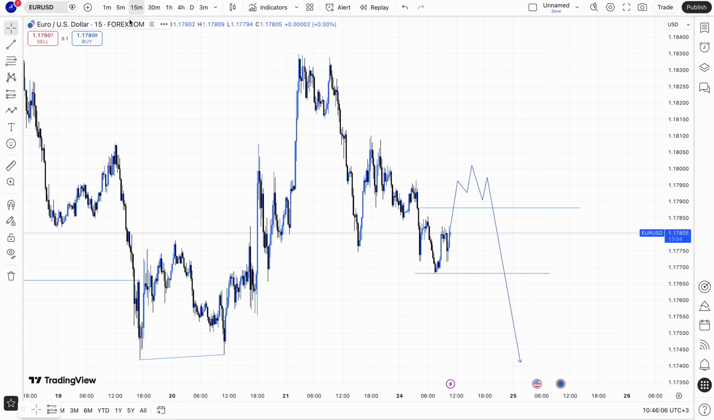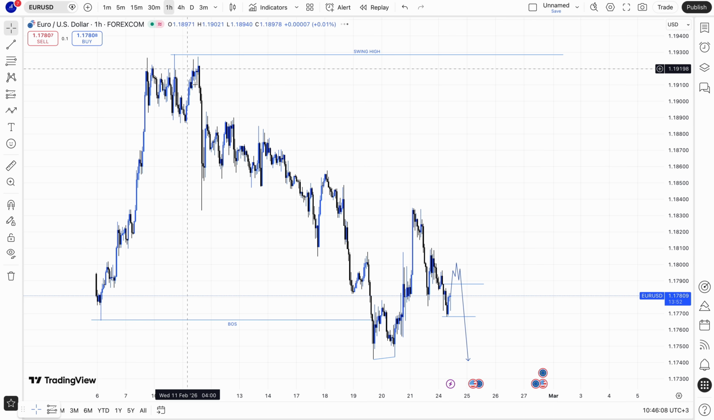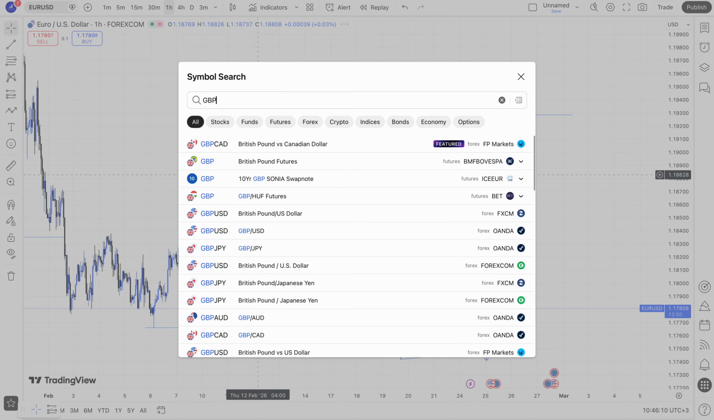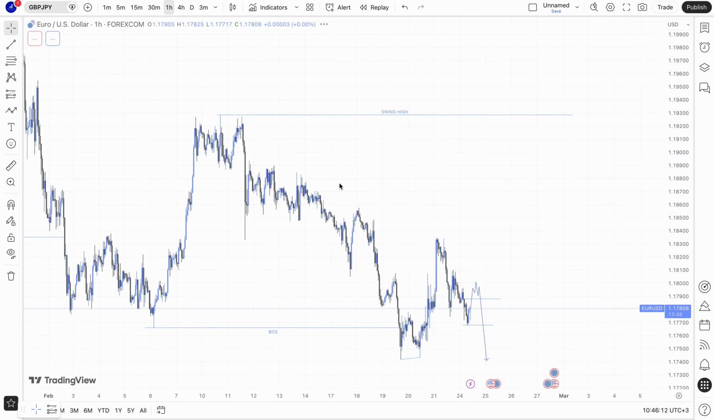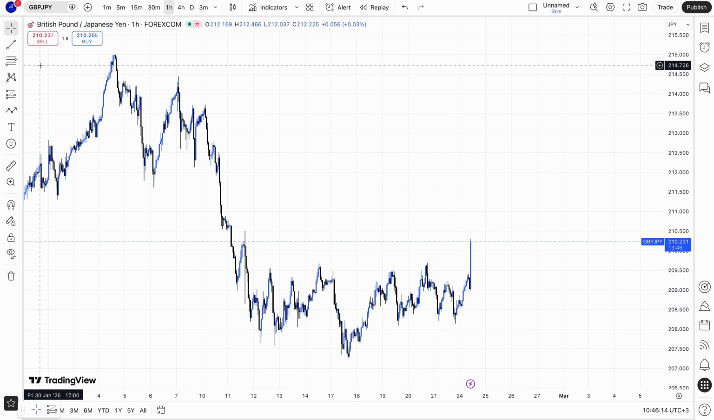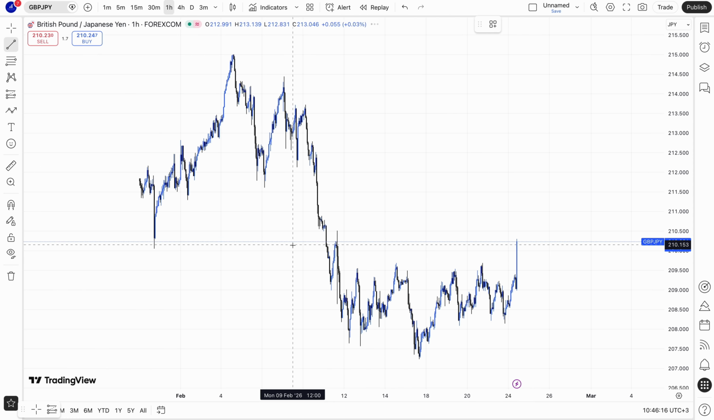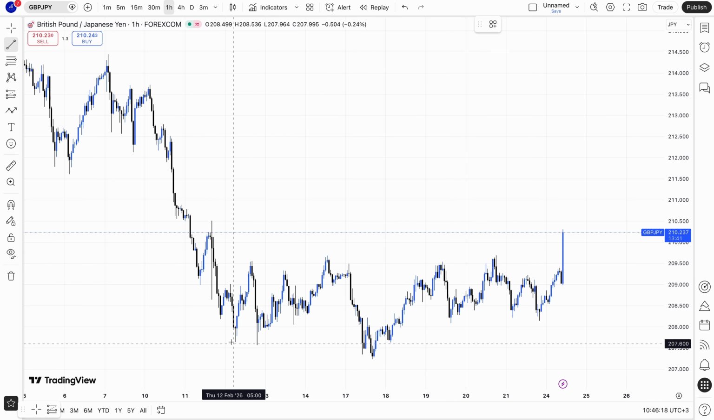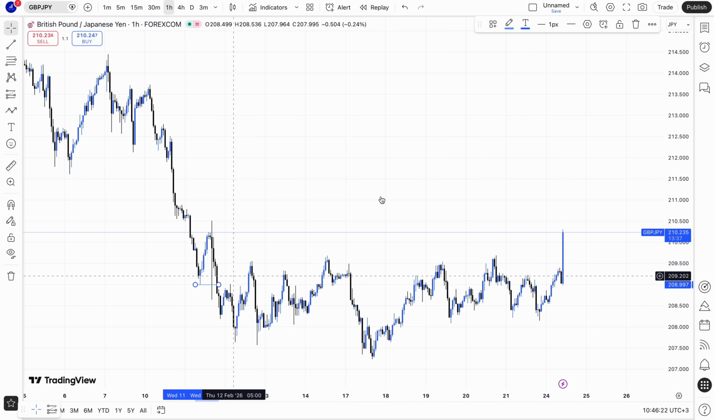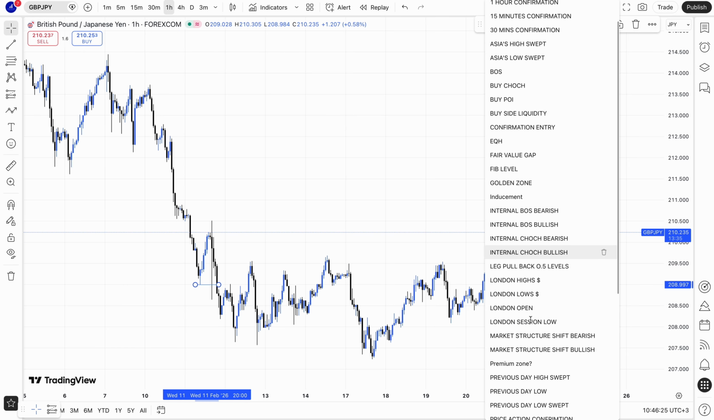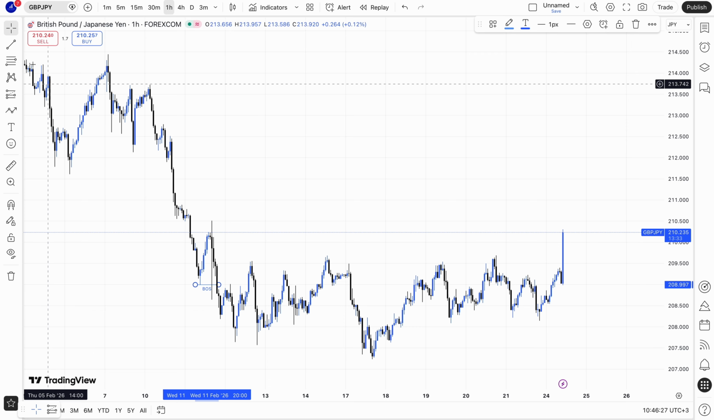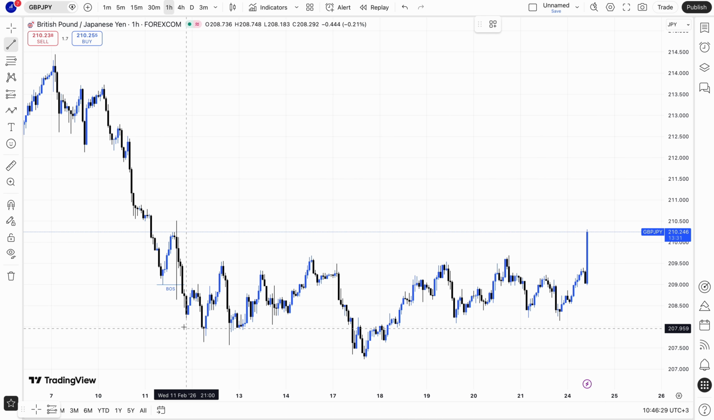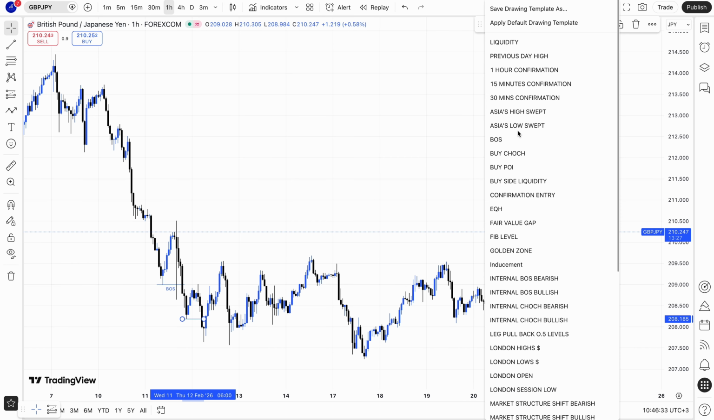Then for GJ it's very, very simple also. Because if you see, we had our last break. We can come from here so that we can understand the price action very well. We had our break of structure to the downside, and then we had another break of structure to the downside.